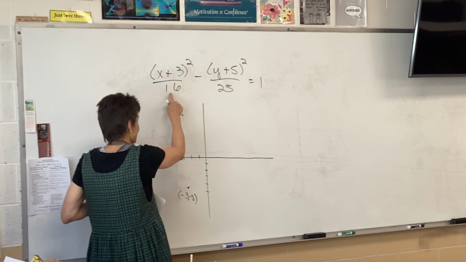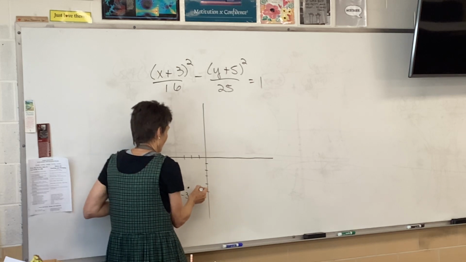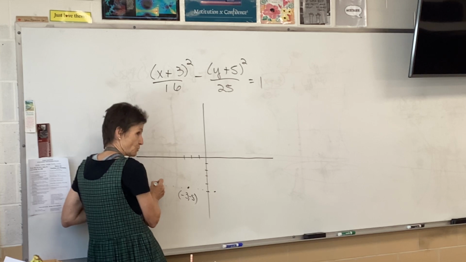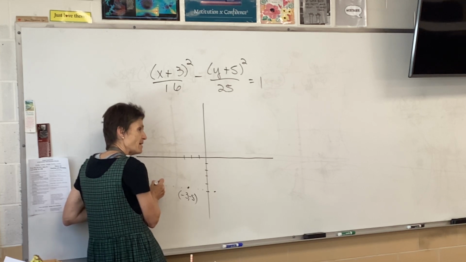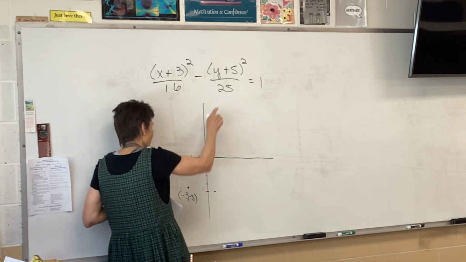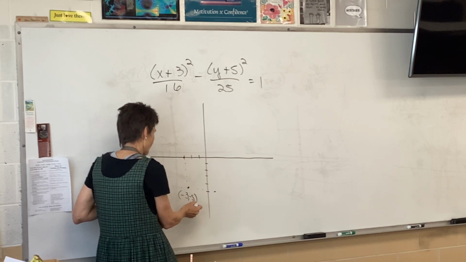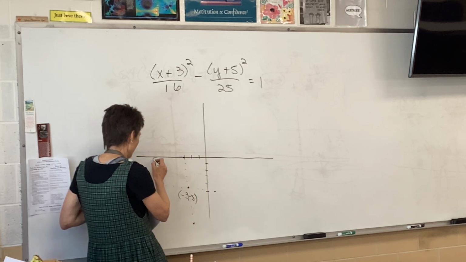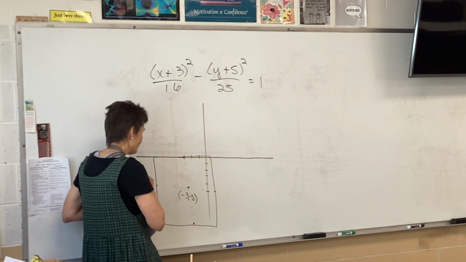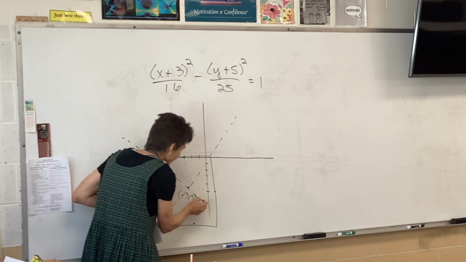Now, what does this 16 tell me? 1, 2, 3, 4. Right? You're doing that on your graph paper, taking very careful notes so you can study. What does the 25 tell me? 1, 2, 3, 4, 5. All right, so then I'm going to build my box, following my grid lines on my graph paper, and I'm going to draw in my asymptotes.